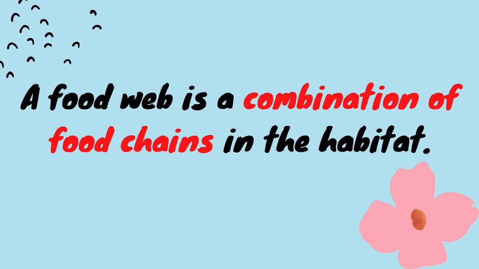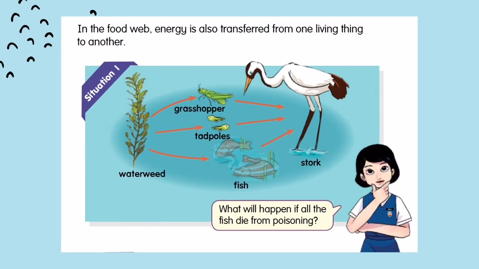So what is a food web? A food web is a combination of food chains in the habitat. It can be more than 1 food chain. In the food web, energy is also transferred from one living thing to another, like in a food chain.